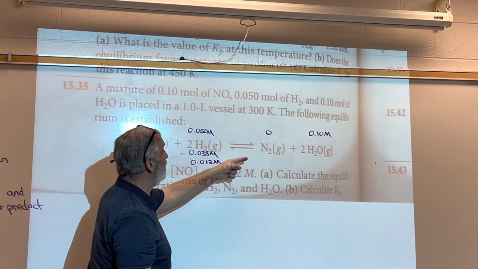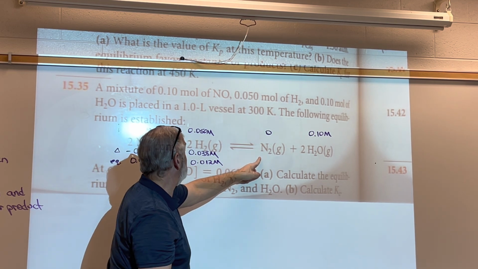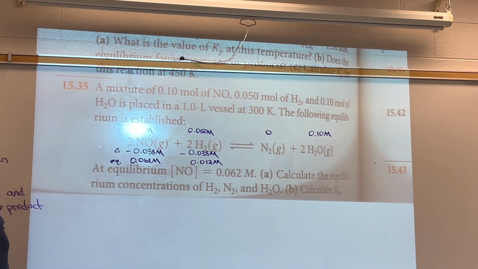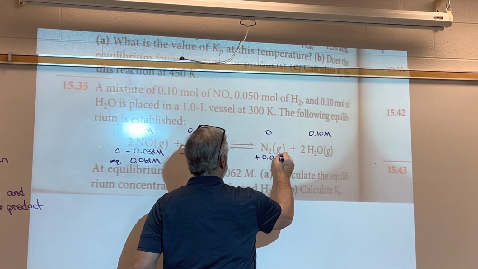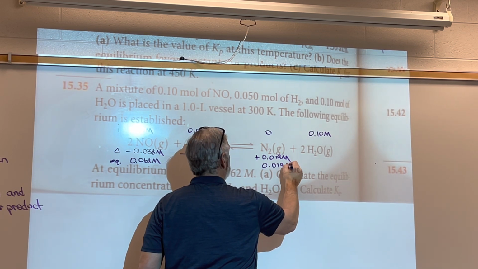Now, if it's going to the right, this is going to be produced, so it's going to be plus how much? Plus 0.019, because it's a 2 to 1. For every 2 that react, only 1 N2 gets formed. So it's going to be plus 0.019 molar, with plus 0, so at equilibrium it's 0.019 molar.